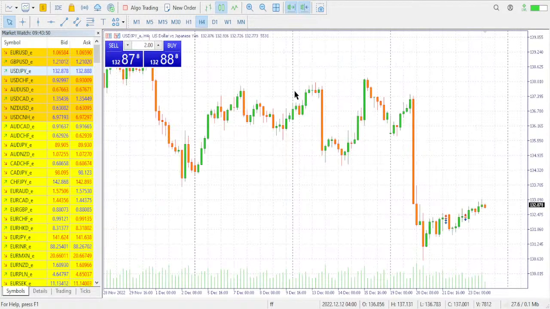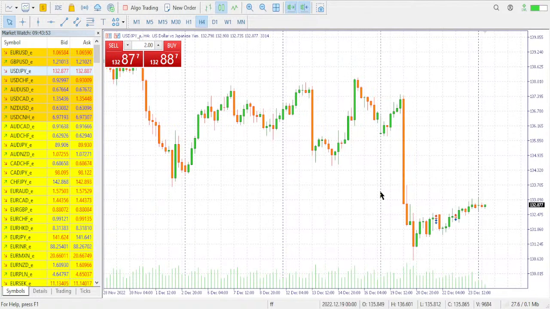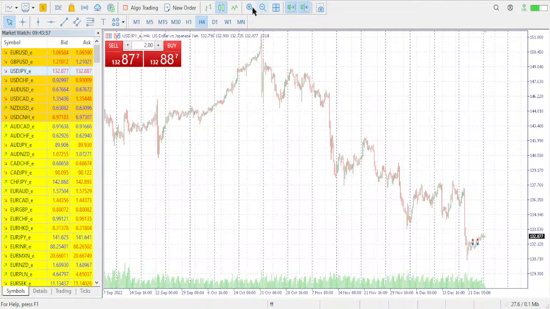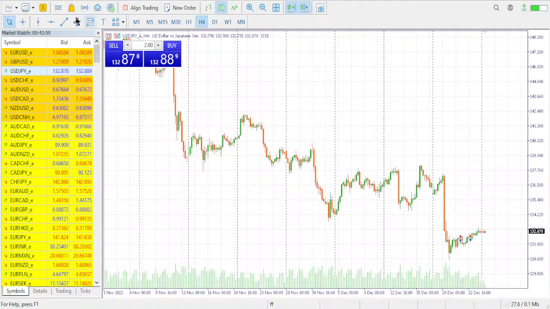My next chart, this is USD JPY. We are currently heading to the upper side. So the price is consolidating in an upward manner within a shape.